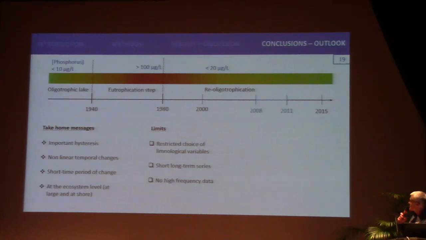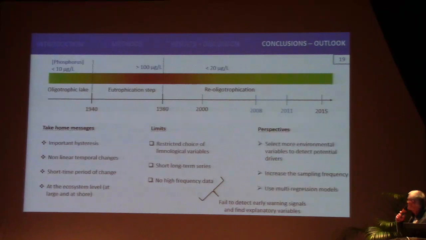Of course, we are aware of the limits of the study because we were not able to find explanatory variables, and typically the precursor signals of this. Maybe it is due to the restricted choice of the limnological variables, the relatively short time series, and also because it was not really high frequency data. So, as I told you, maybe this is one of the reasons why we failed to detect these early warning signals.